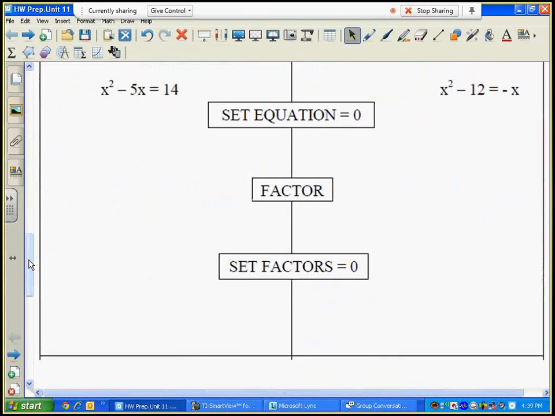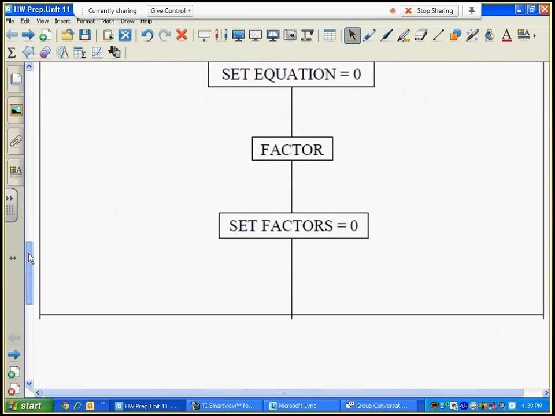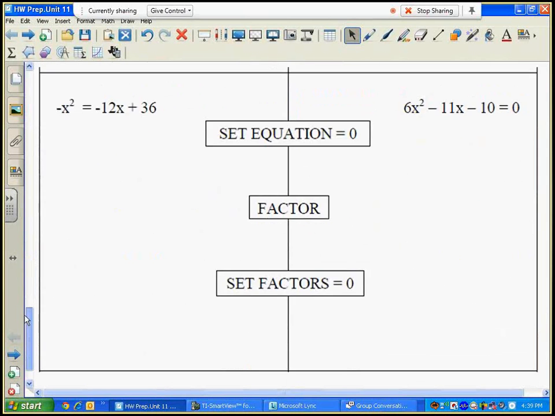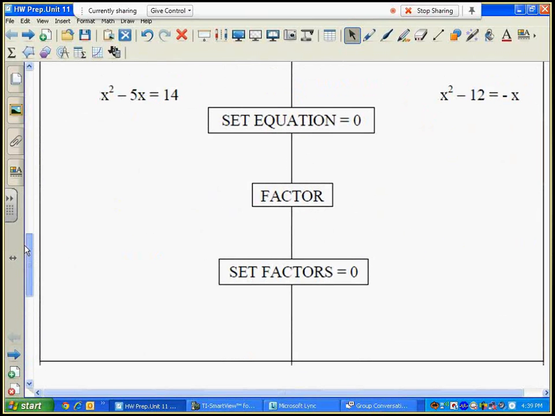Once again, go ahead and label your rectangles, label your stitches, do it on both of these problems here. And copy down the one on the left, x squared minus 5x equals 14. Let's set this equation equal to 0. And I would do so by subtracting the 14 from both sides. I end up with x squared minus 5x minus 14, set equal to 0.